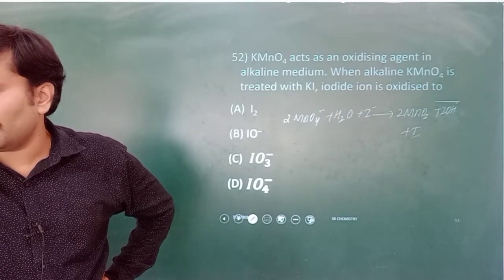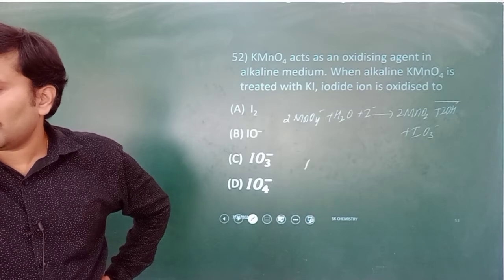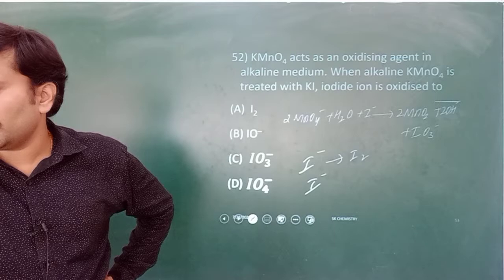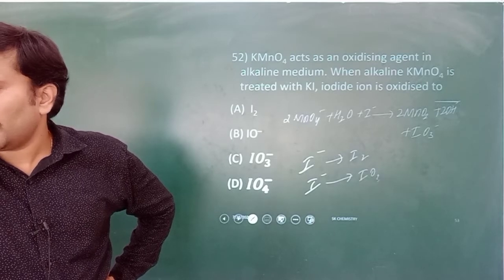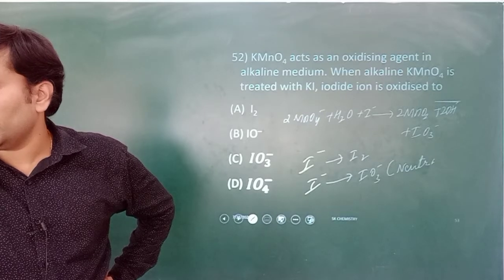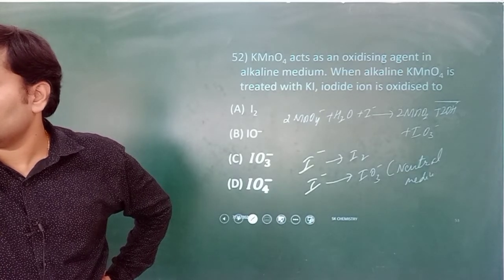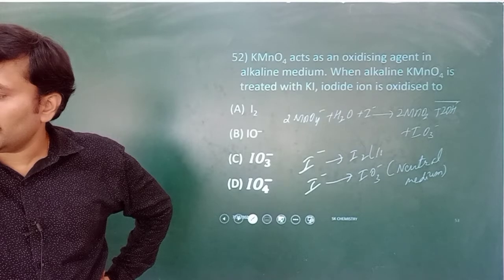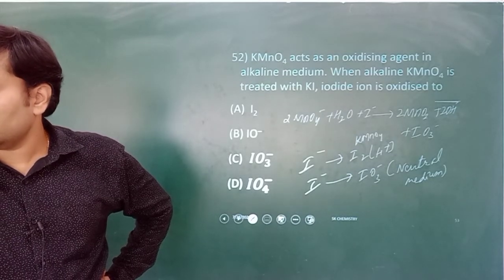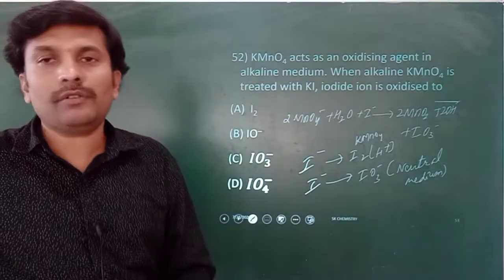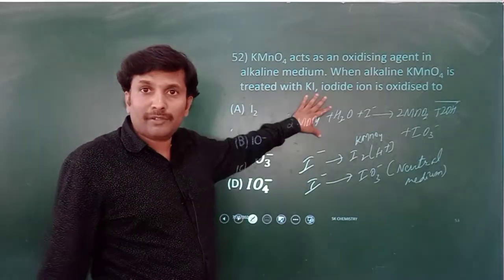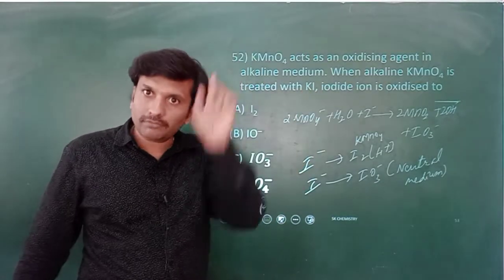At least remember, I minus will get converted to I2. I minus will get converted to IO3 minus. IO3 minus is formed in which medium? Neutral medium. This is getting converted in acidic medium by KMnO4. I minus to I2, I minus to IO3 minus. Did you get it? You have to remember this equation.